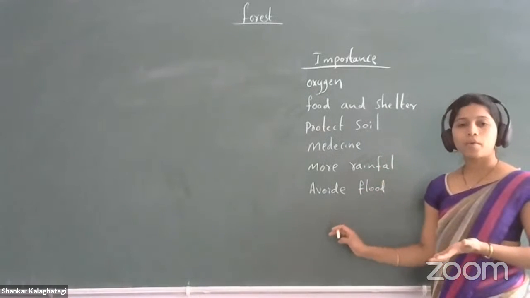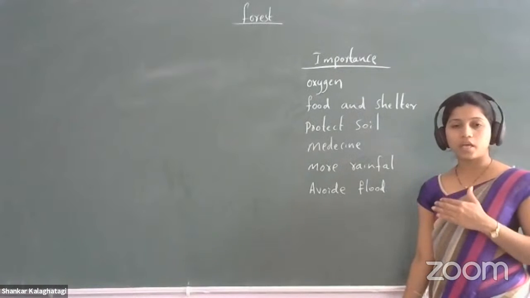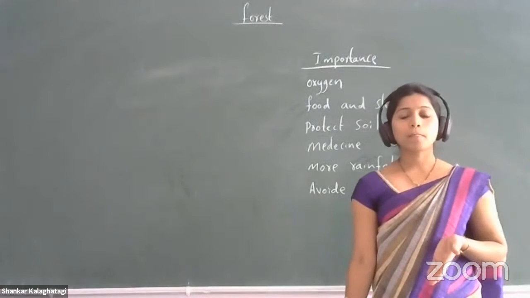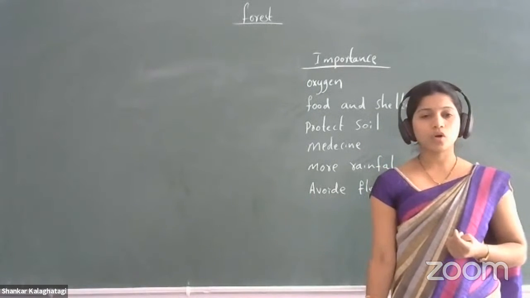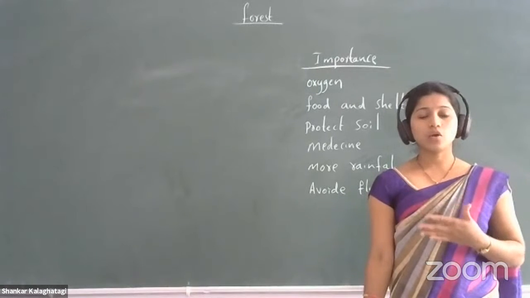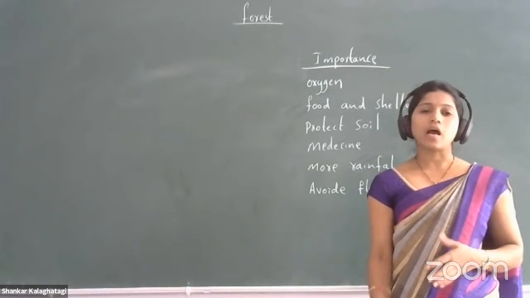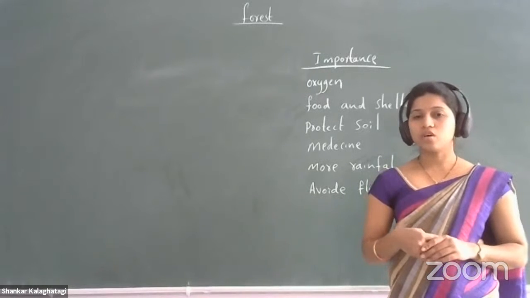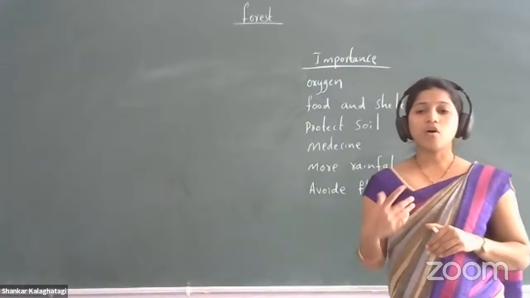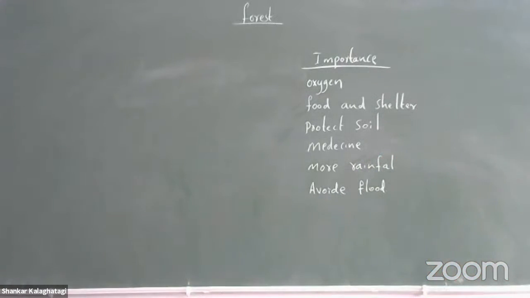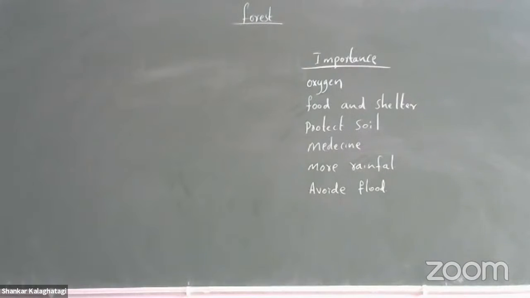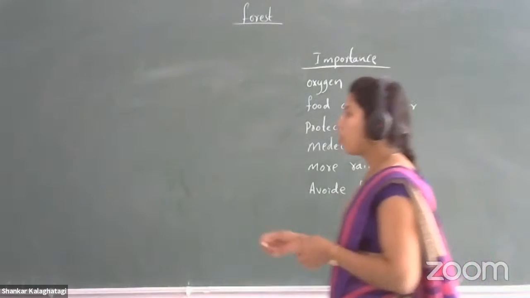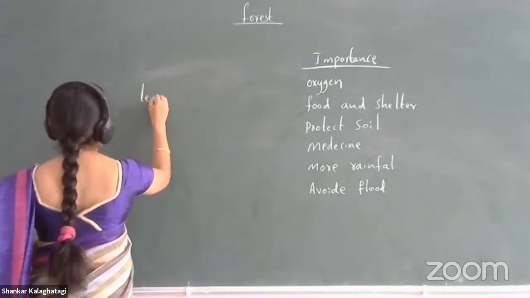So these are some of the importance of forests. We need forests, so we have to preserve and save them, because forests are very important. Without forests there is no life, or life on earth becomes very difficult. Now, if the vanishing of forests is increasing, what will happen? First of all, the level of carbon dioxide will increase.